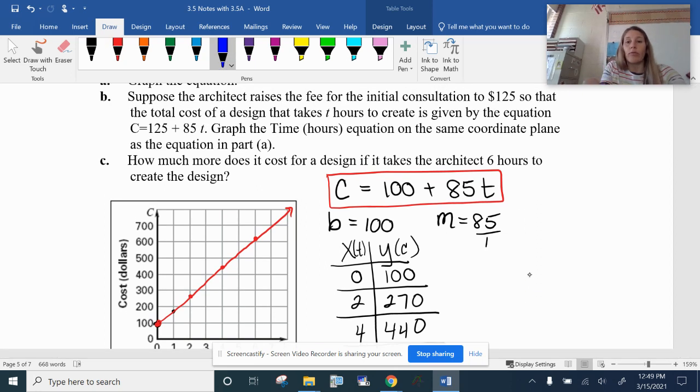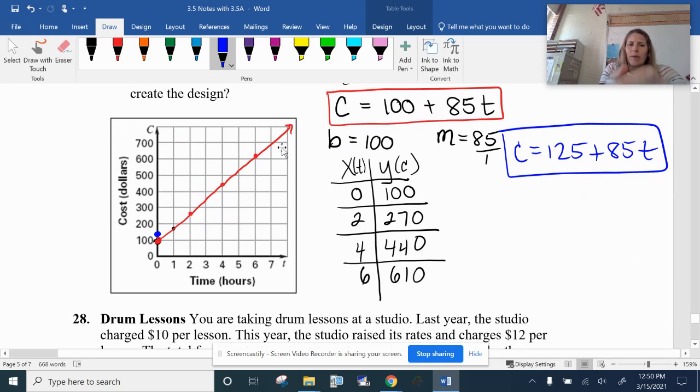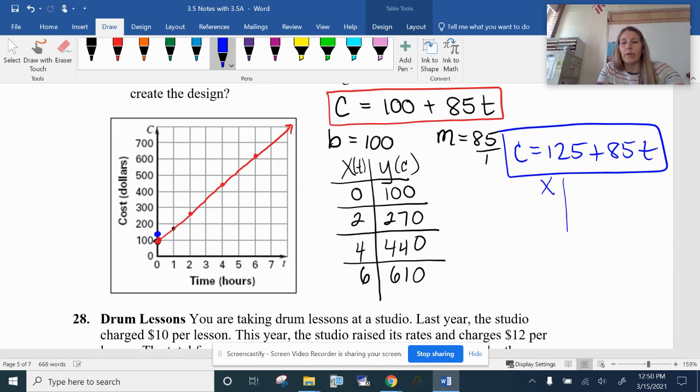Okay, now let's say part B. Suppose the architect raises the fee of the initial consultation to $125. So the total cost will now take, still charging the $85 an hour, but he's now going to charge a little bit more for that consult. So it's now going to be C equals 125 plus the 85T. Again, you could do the same thing. You could start at where you think 125 is, and then go up 85 estimated over 1. Or for me, I just don't like having to estimate when there's such a big gap, so I'd prefer to find more specific numbers by using my table.